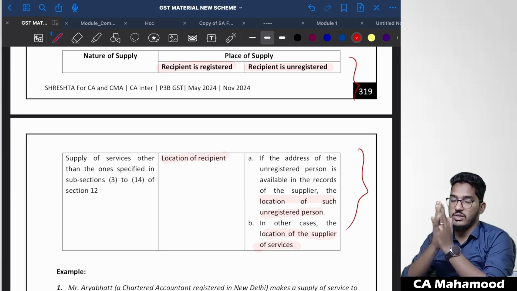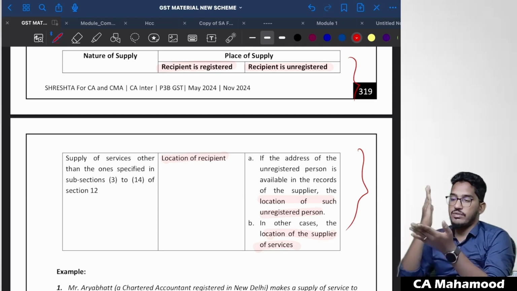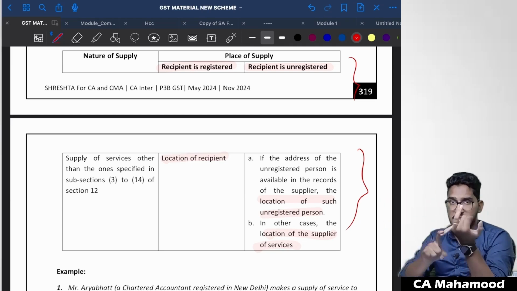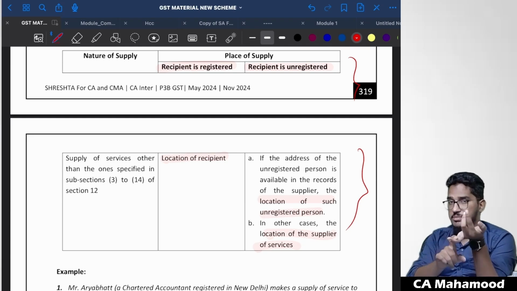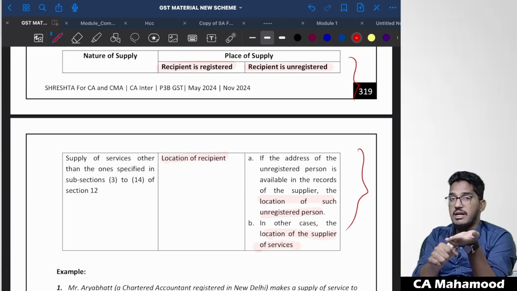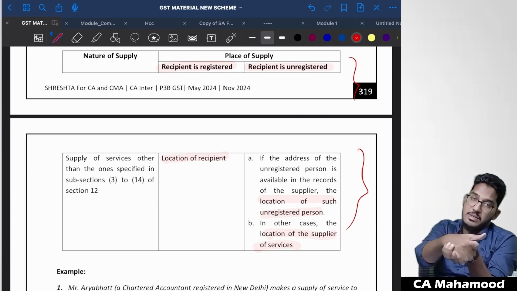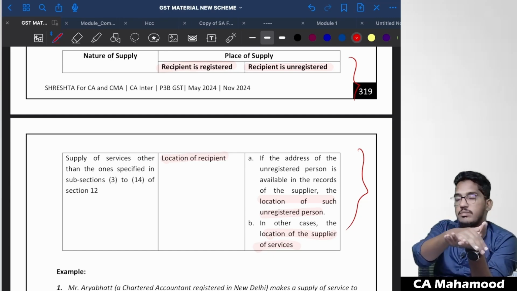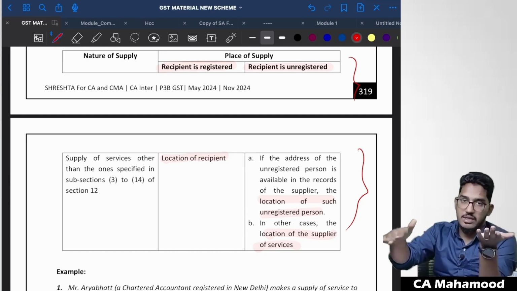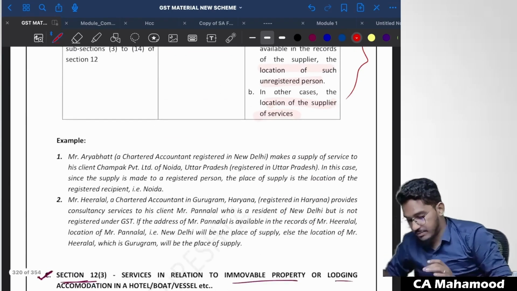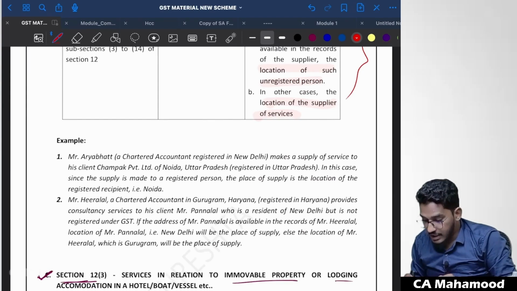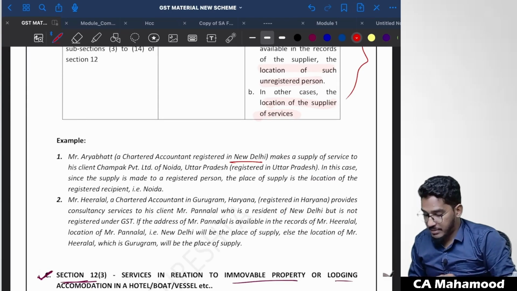In case the service is not getting covered anywhere else, then we have to follow 12 subsection 2, which simply says, is the recipient registered? Yes, location of the recipient. Recipient is unregistered, then we have to check in the supplier's records, is recipient's address available? Yes, it is available. Location of the recipient. Address is not available. Location of the supplier. For this, we have examples also. So if you see here, Mr. Aryabhat, a chartered accountant registered in New Delhi, makes a supply of service to his client Champak Private Limited of Noida, Uttar Pradesh, registered in UP.